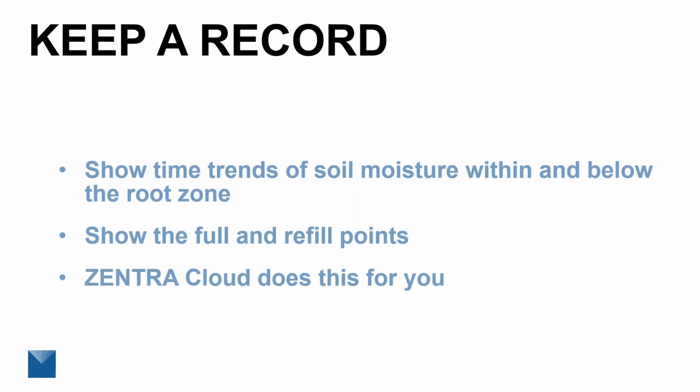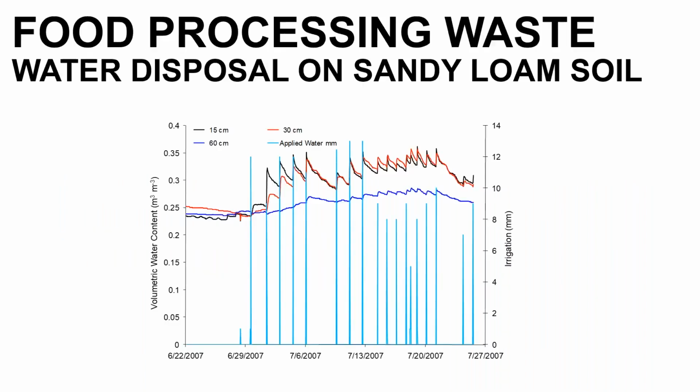The last part is keeping a record. This used to be the hard part because all of the field data that were collected with the neutron probes had to be plotted on graphs. And then we would paper the walls of the irrigation office with those graphs. But now ZENTRA Cloud does it all for us. The detailed record is kept, the limits are plotted, and warnings are even automatically sent out when those limits are approached or exceeded.